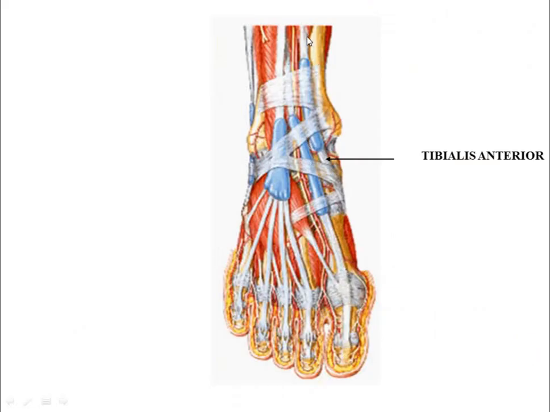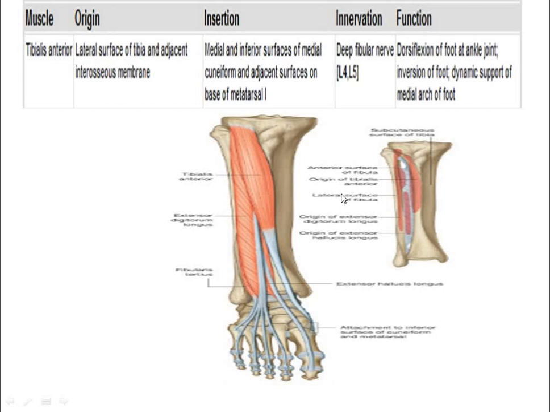This is the tendon of tibialis anterior passing deep to the extensor retinaculum, superior as well as inferior, surrounded by the synovial sheath, definitely to prevent friction, and it attaches to the base of the first metatarsal and the medial surface of the medial cuneiform bone. The nerve supply of this tibialis anterior is the deep peroneal nerve, or deep fibular nerve.